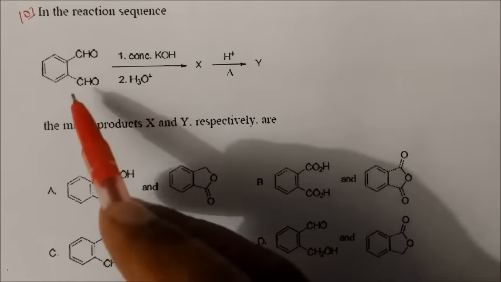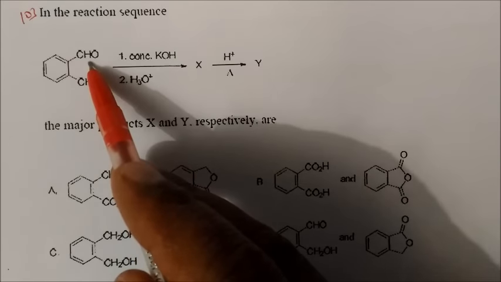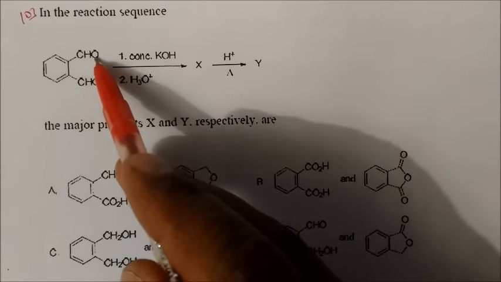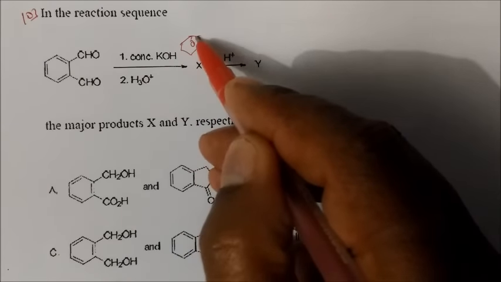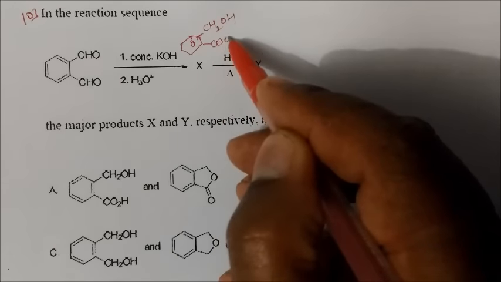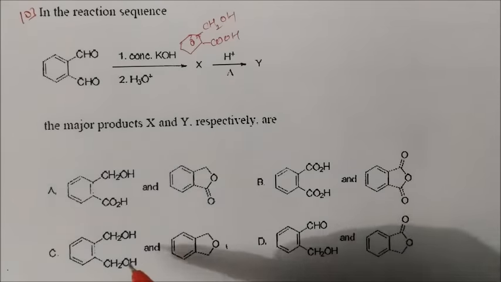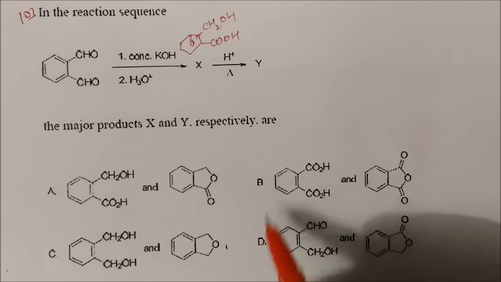So first OH will attack over here. The base will attack over here, so it will convert into carboxylic acid, and then hydride transfer happens from here to this compound. So X will get converted into this compound. After hydride transfer, this will give you alcohol and this will give you carboxylic acid. So option A and C are there, and B and D are rejected.